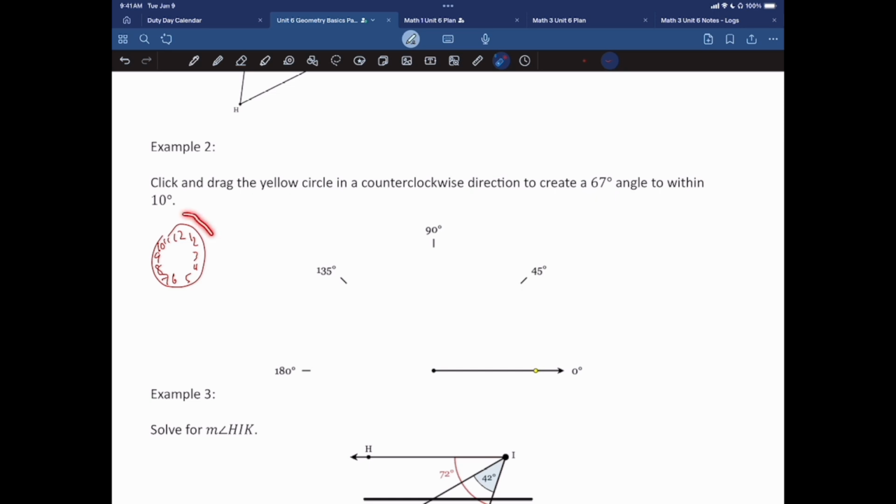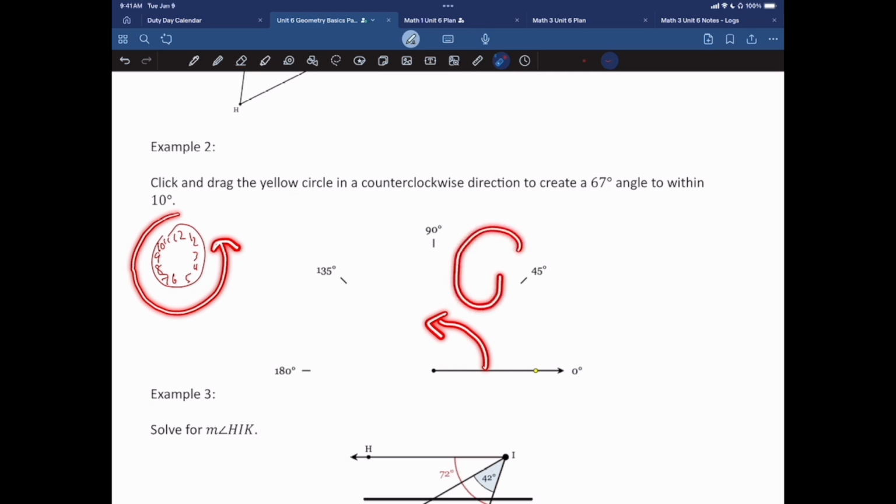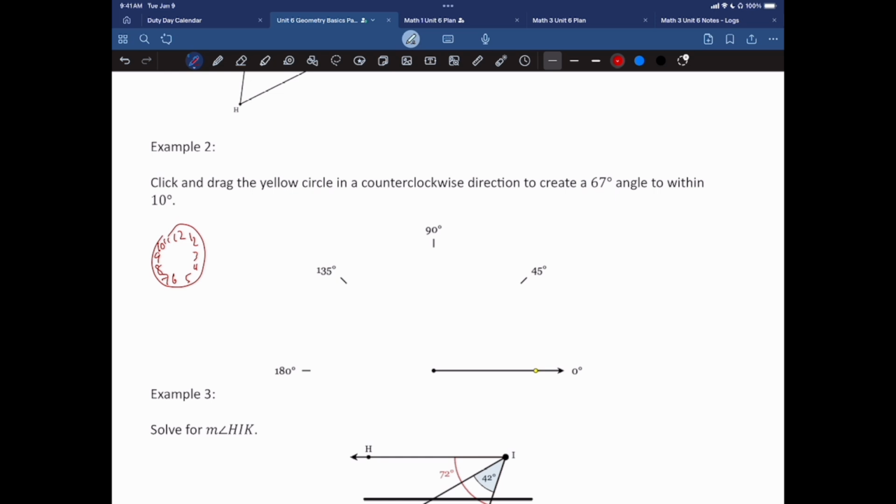If I want to go clockwise, I'm going in this direction, to the right. Counterclockwise would be the opposite. We're going against the numbers on my clock. So I need to go this way with this problem. You notice how I'm still spinning in this general direction. We're trying to draw a line so that we get to 67 degrees.